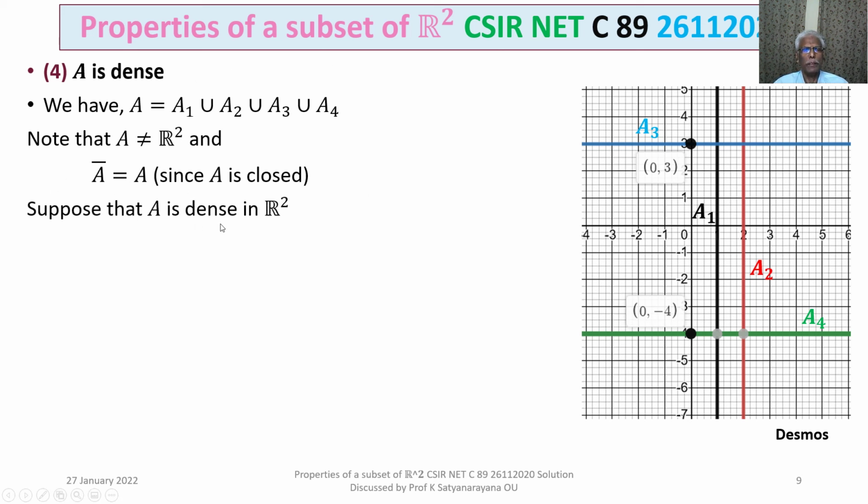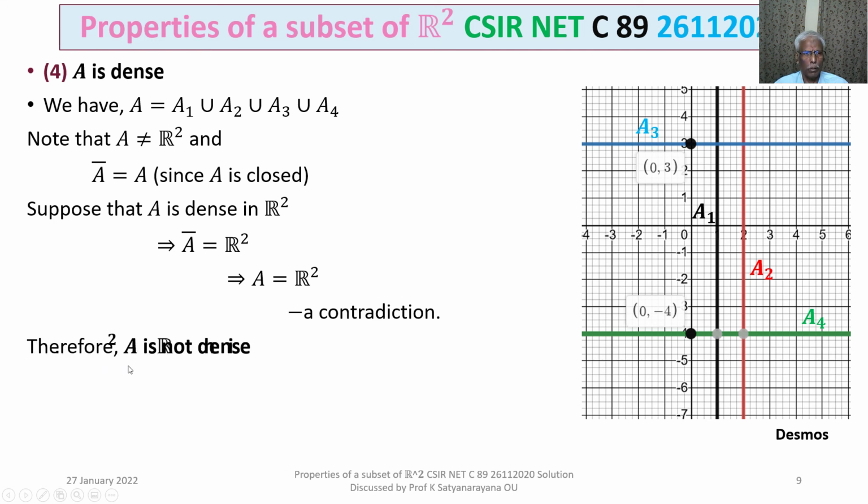Suppose that A is dense in R square. If A is dense in R square, A closure must be equal to R square. But this implies A bar, which is A, is equal to R square, which is a contradiction, because A is not equal to R square. Therefore, A is not dense in R square. Thus, option 4 is not true.